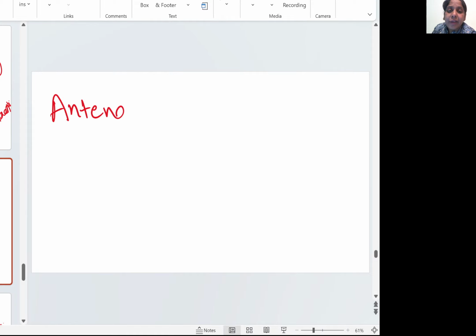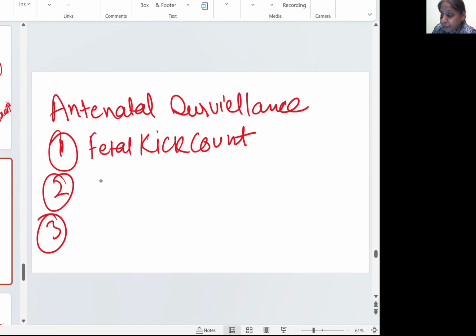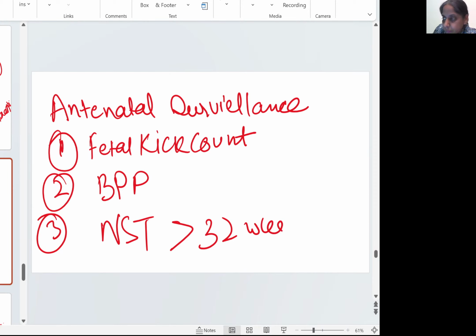So, antenatal surveillance is done by fetal kick count by the mother, biophysical profile, each square equals to 5 beats, Dr. Isra. There is nothing like short or long variability. Variability should be present. Each square equals to 5 beats.